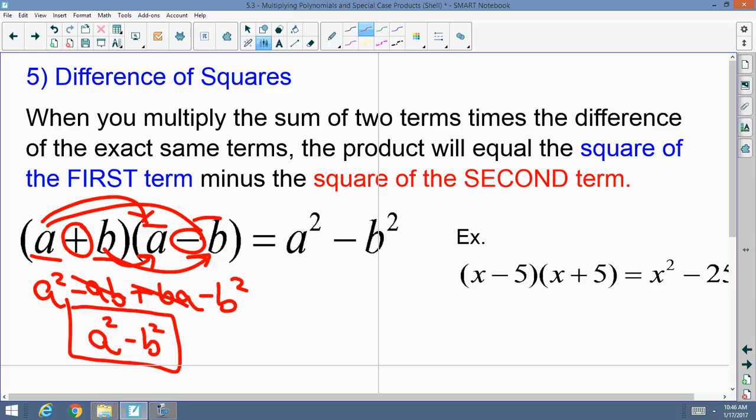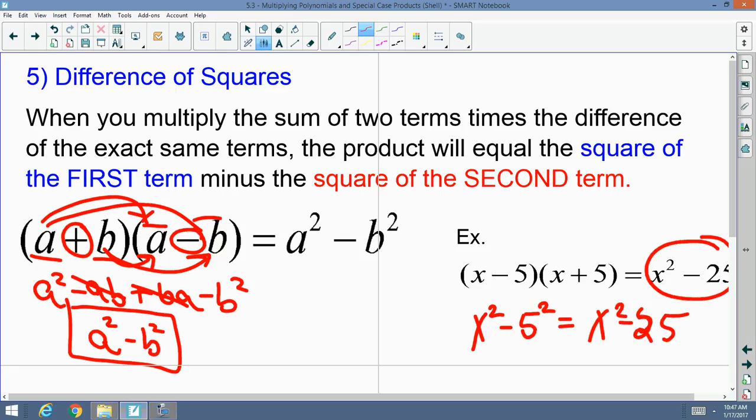For example, x minus 5 times x plus 5. You could do it the long way, or you could say, wait a second, this is the first term squared minus the second term squared, so that's x squared minus 25. That's how I got that bad boy there. Does that make sense? It's not too bad, actually, is it?